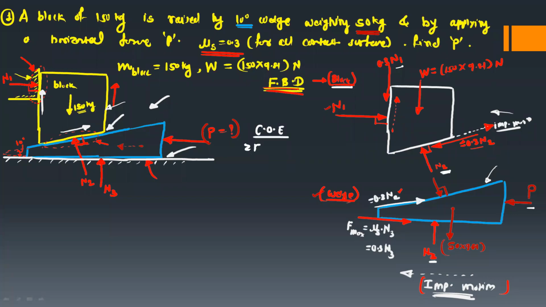One is summation Fx = 0, and the second condition is summation Fy = 0. The third condition, which is summation of moment = 0, we cannot use. We can use the summation of moment condition if there is a possibility of rotation. If you observe this free body diagram or the complete system, there is no tendency of rotation, so we cannot use the third condition.